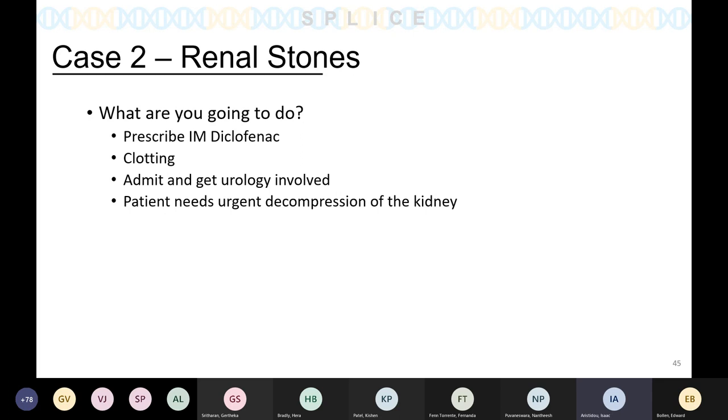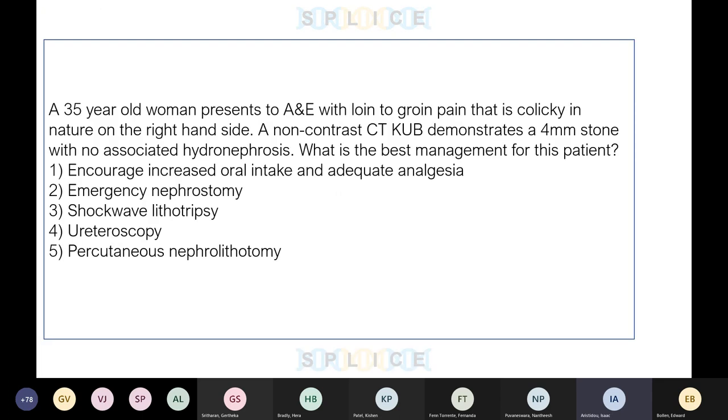And you want to admit and get urology involved urgently. She's quite unwell. She could become septic, and she needs urgent decompression of the kidney. That's why a stent is not applicable here. You need to get a nephrostomy in and drain that hydronephrosis. So as I've mentioned, nephrostomy. Okay, so another SBA here for you. Nephrostomy, yeah, definitive management for this patient.